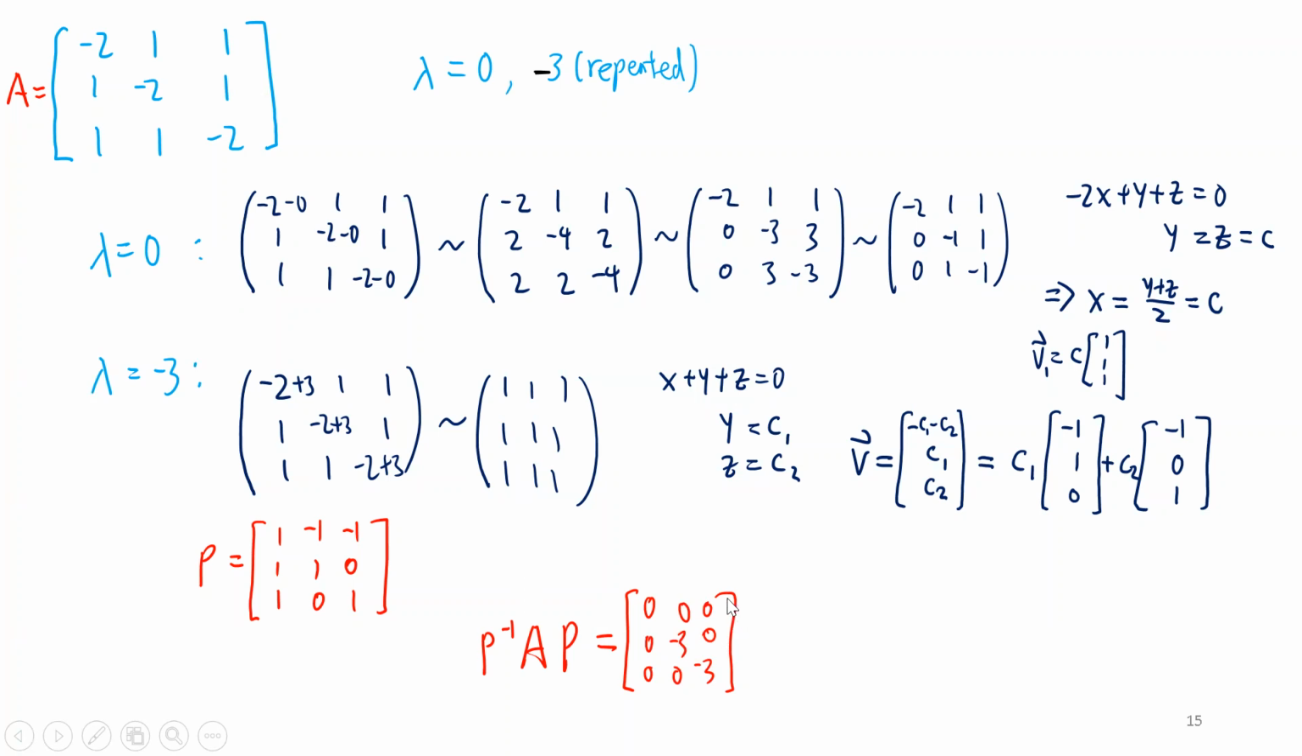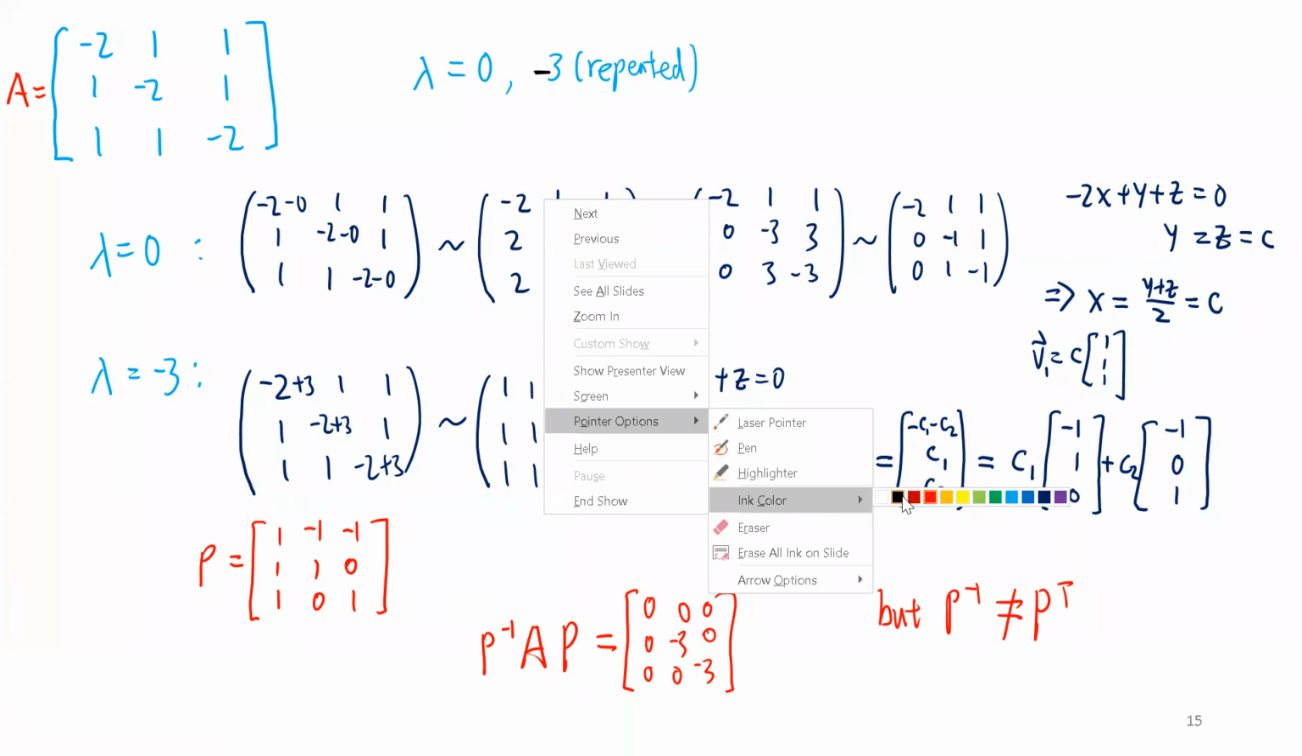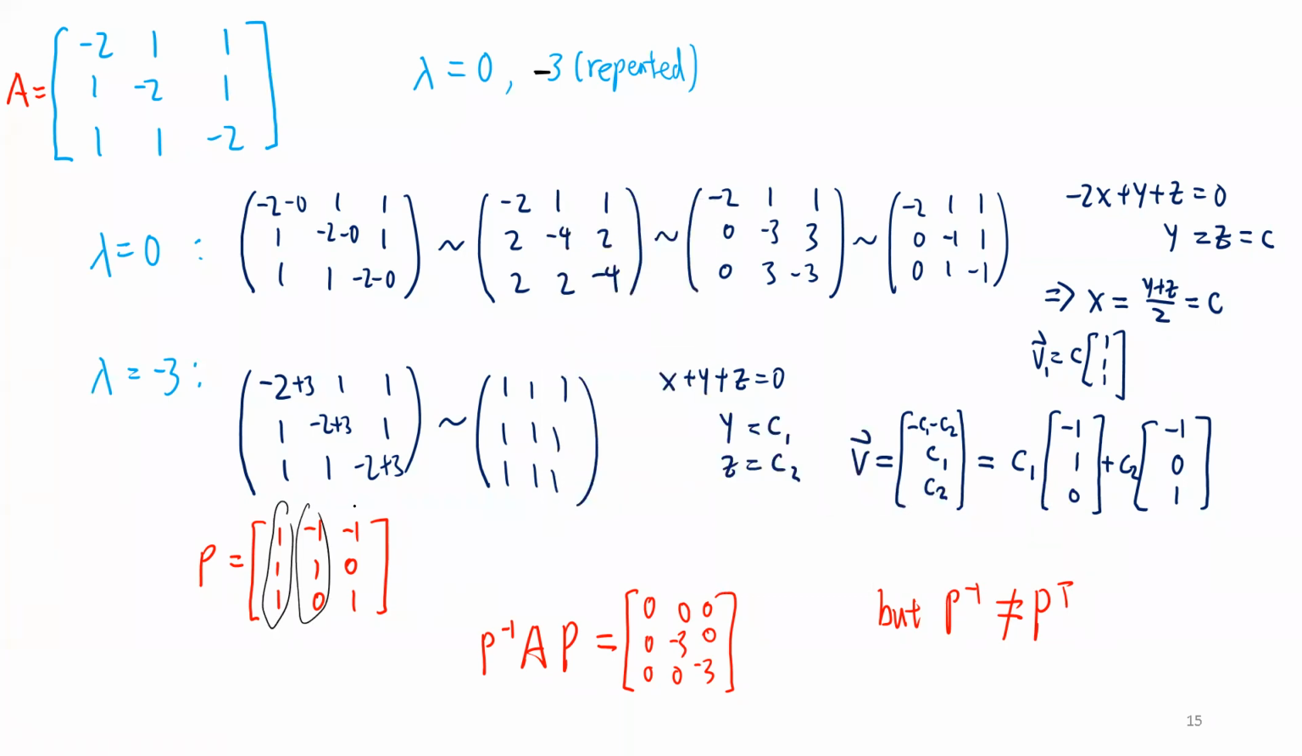It is because in this case, you can try by yourself, but you realize that this P inverse is not P transpose. Try by yourself. And the reason is because the 3 eigenvectors that we picked are not normalized and also not orthogonal yet.